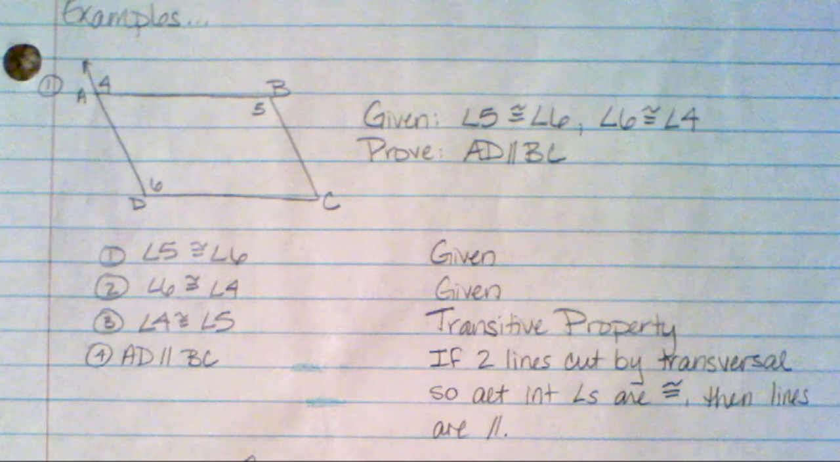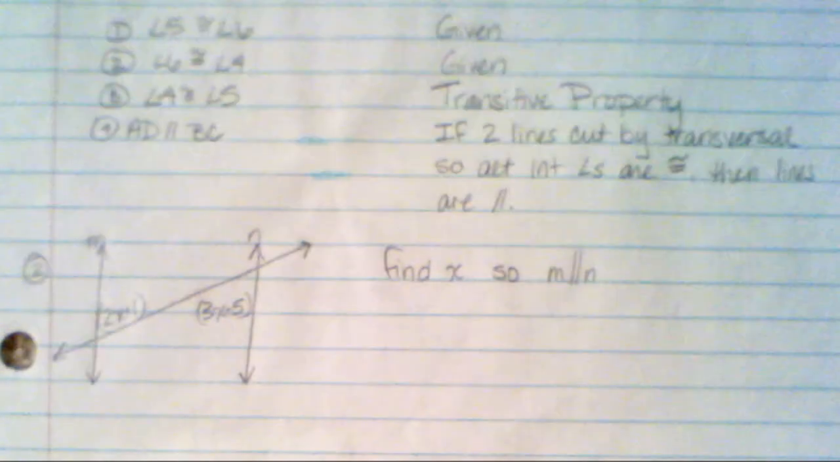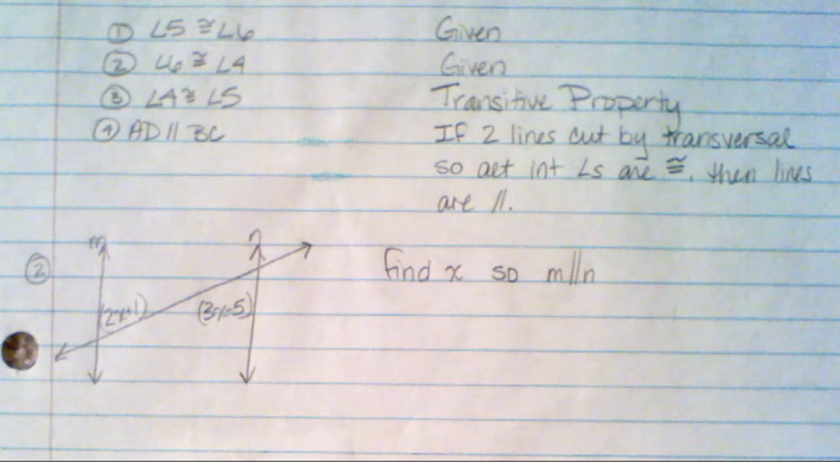Sometimes it helps if you extend those lines beyond the transversal. It just makes it seem a little bit more obvious. So you can go ahead and do that if you'd like. All right. Then here's a problem for you. Number 2. If we have these two lines cut by the transversal, I want to know what x can be so that those two lines are parallel to each other. Those would be alternate interior angles. They have to be congruent, so we have to solve for x so that those lines are parallel.